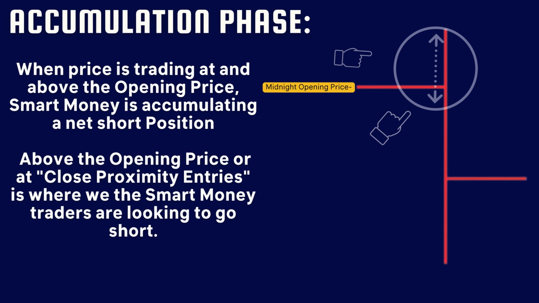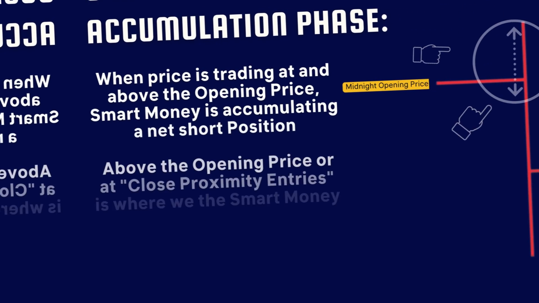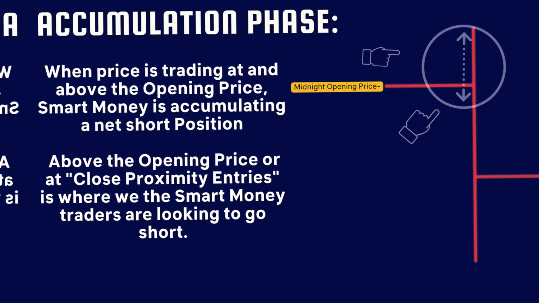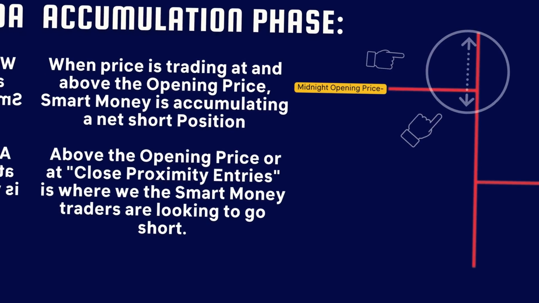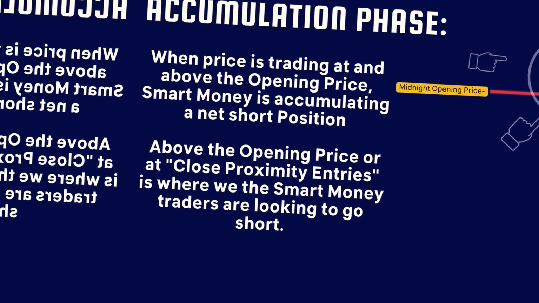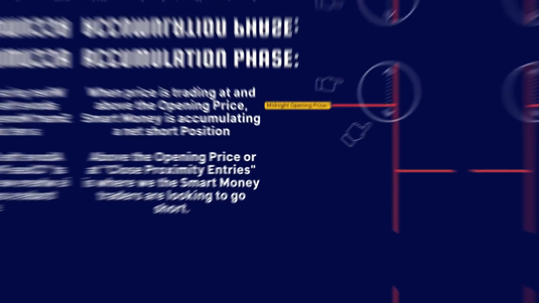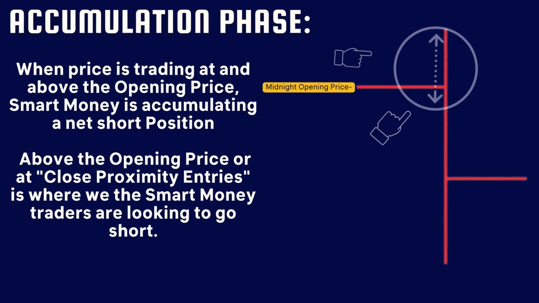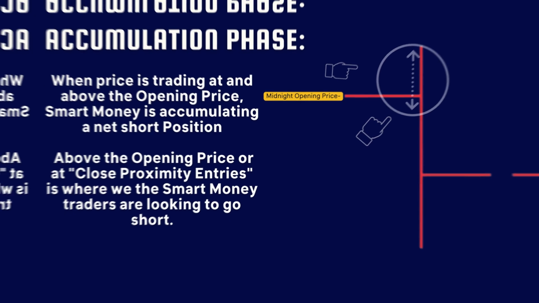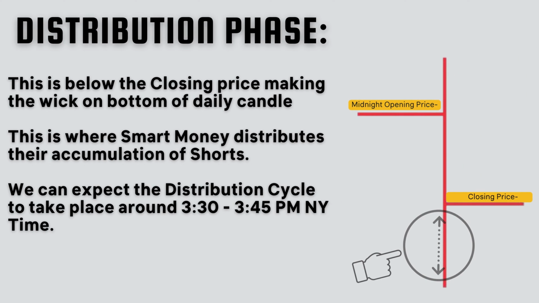All right, so accumulation phase will come after the manipulation phase. This is when price is at or below the midnight opening price. Smart money in this example is going to be accumulating a position below the midnight opening price. So now you guys are starting to see what I'm doing here. I'm just showing you the real way that price is accumulated and then distributed.